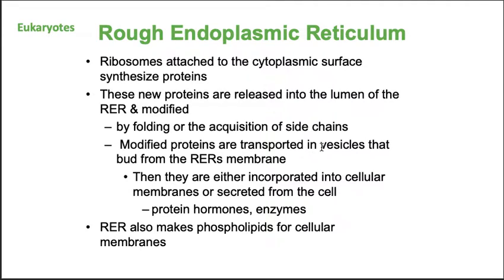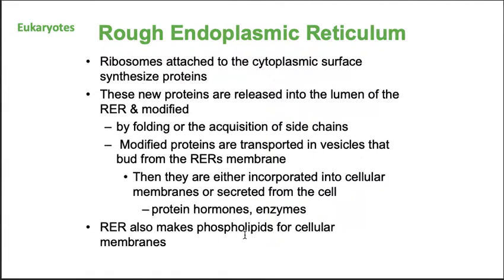Modified proteins are transported by the vesicles that bud from the rough endoplasmic reticulum membrane, and then they'll either be incorporated into cellular membranes or secreted from the cell. And one thing, remember we said it could bind and go to the Golgi and get further modified from there. It could bind to organelles and be delivered into the organelles, or it could bind to the cell membrane, the plasma membrane, and leave the cell. So protein hormones, that's very common, and some enzymes as well for being secreted from the cell.